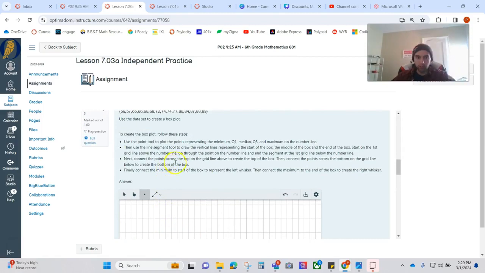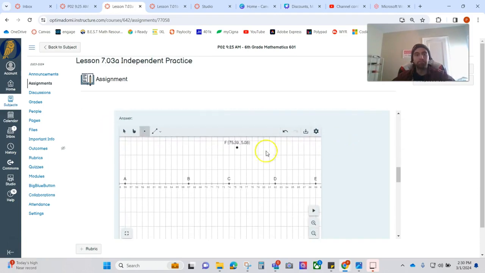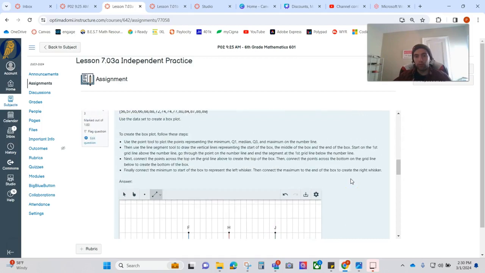Then use the line segment tool to draw the vertical lines representing the start of the box, the middle of the box, and the end of the box. Start on the first grid line above the number line. Go through the point on the number line and end the segment at the first grid line below the number line. So this is where my box would start. So I go like that, down there. So I've drawn my vertical lines.